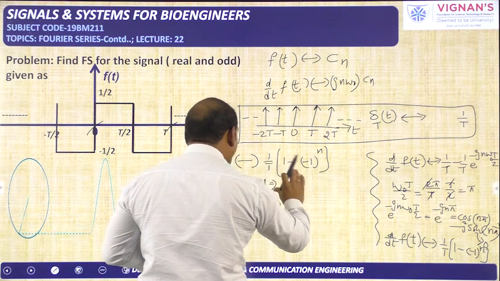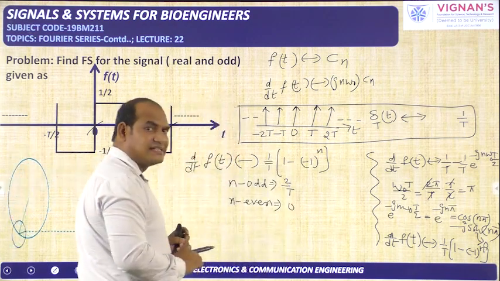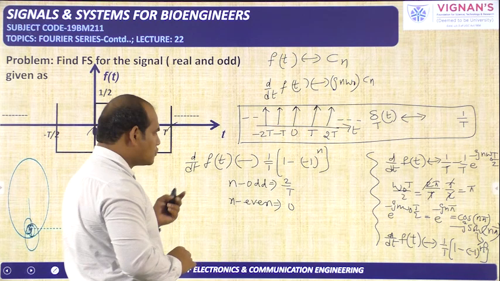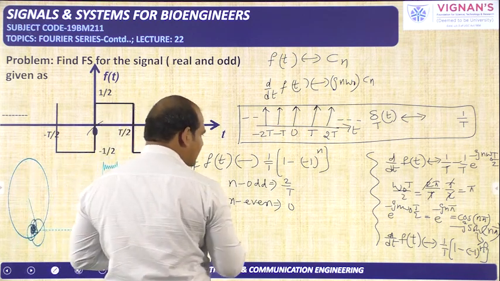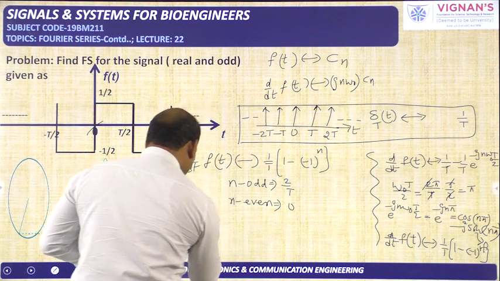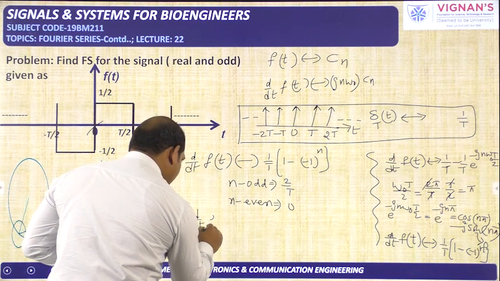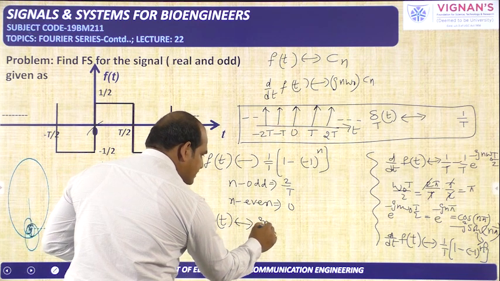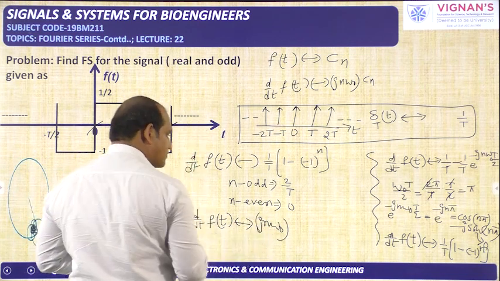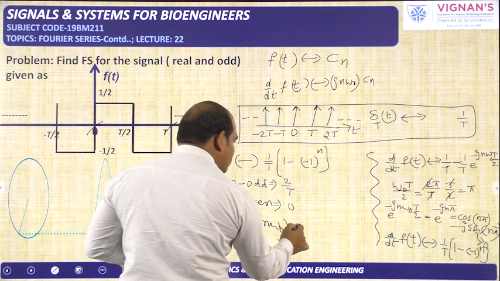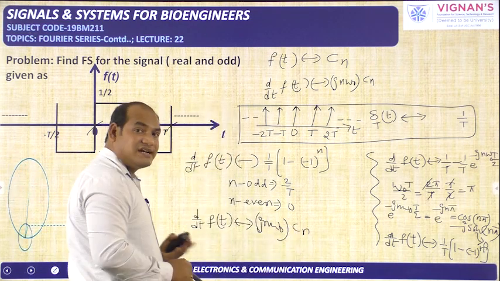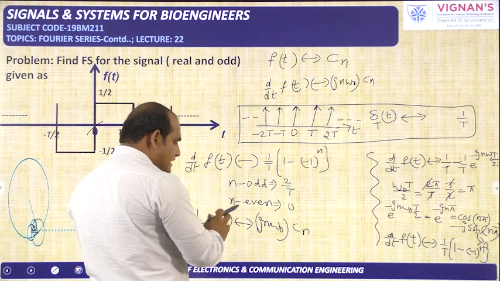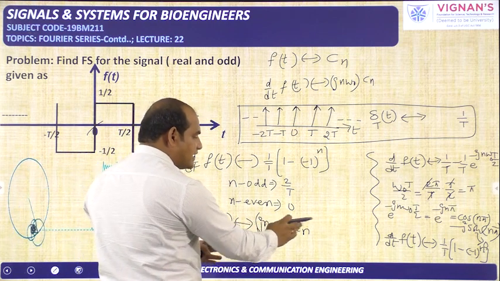But this is not the coefficient for the given signal. It is the coefficient for d by dt of f of t, not for f of t. So for d by dt of f of t, the exponential Fourier series coefficient is given by jn omega naught into the coefficient of f of t, that is cn. So we need to find cn actually. So d by dt of f of t has the coefficient jn omega naught into cn.